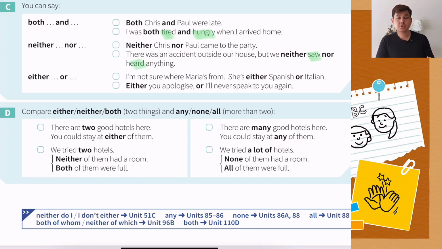Either or. I'm not sure where Maria's from. She's either Spanish or Italian. So I'm not sure where Maria comes from. She's maybe Spanish or Italian. We use either or. Either you apologize or I will never speak to you again. So you give the option to that person to choose. Either you apologize to me or otherwise I will never speak to you ever again.